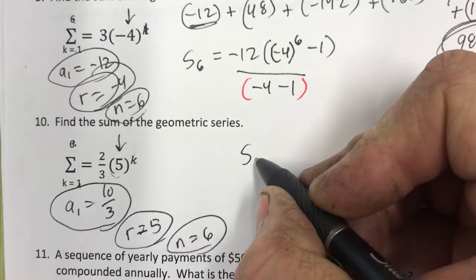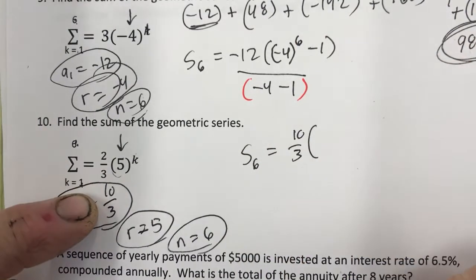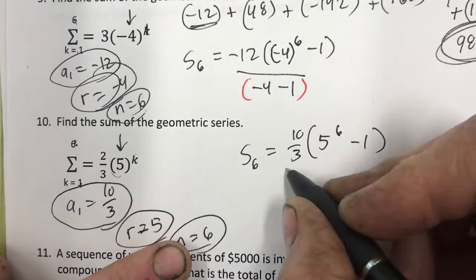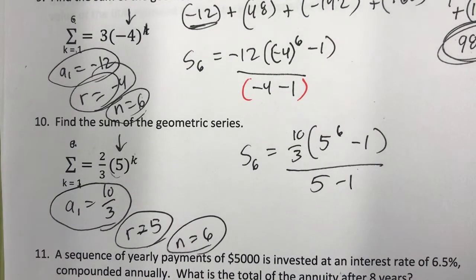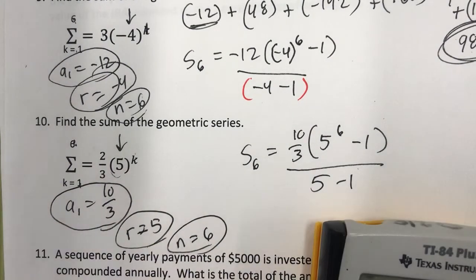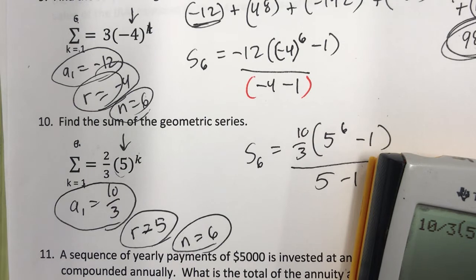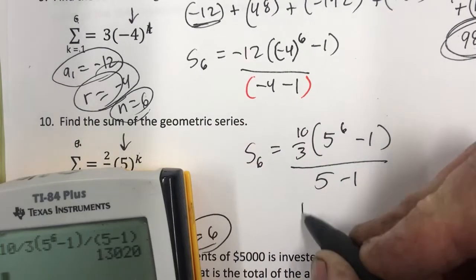Okay, so the sum of these 6 numbers is going to be the first one, 10/3, times my ratio, 5 to the 6th power minus 1, divided by 5 minus 1. Okay, and so when I punch this in, 10/3, in parentheses, 5 to the 6th power minus 1, divided by, and then 5 minus 1 on the bottom in parentheses. And there you go, 13,020.